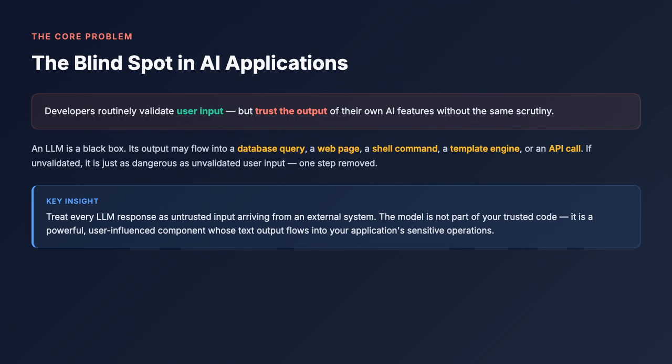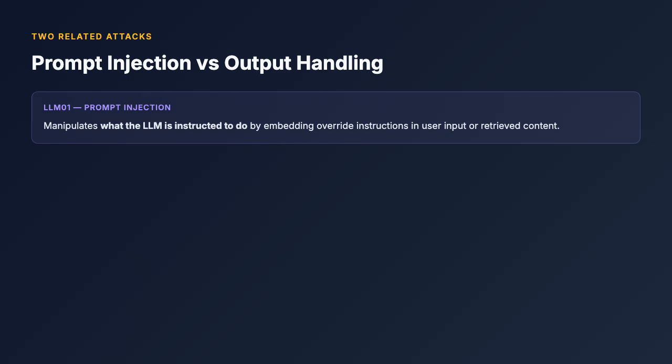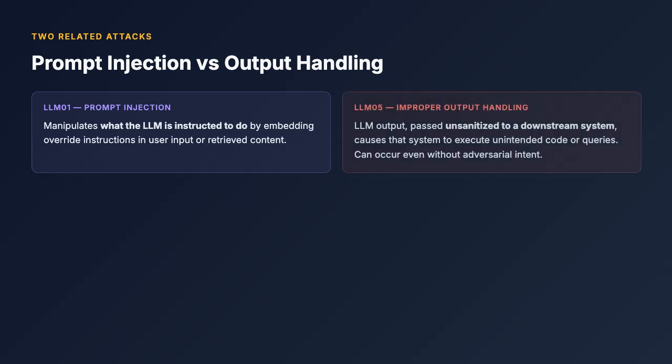The model is not part of your trusted code. It is a user-influenced component whose output flows into your application's sensitive operations. Let's clarify how improper output handling relates to prompt injection, because these two are often confused. Prompt injection manipulates what the LLM is instructed to do by embedding override instructions in input. Improper output handling is different. The LLM output is passed unsanitized to a downstream system, causing that system to execute unintended code.